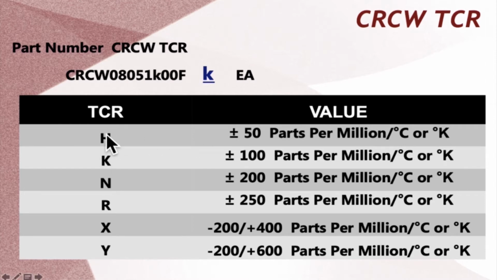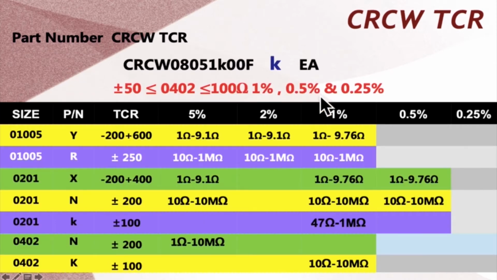For TCR, the code H will be plus or minus 50 parts per million per degree Celsius or Kelvin. K, plus or minus 100; N, plus or minus 200; R, plus or minus 250; X, minus 200 plus 400; Y, minus 200 plus 600. As you can see, Vishay allows you to choose different TCR for your application, which is very good.